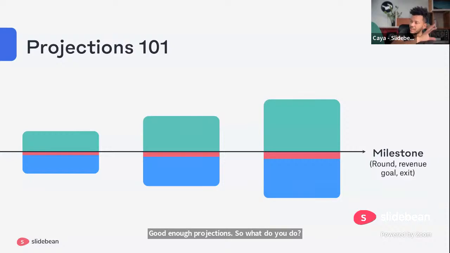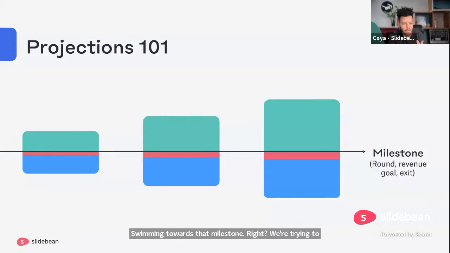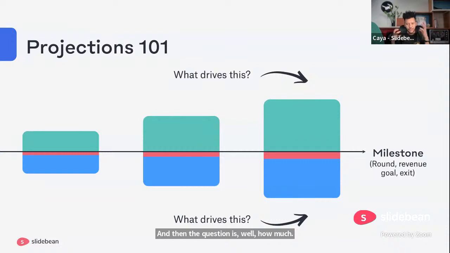Okay, so we've established that whenever we raise money, we're swimming towards that milestone, right? We're trying to get to that round milestone, that revenue milestone. And then the question is, well, how much revenue do we have and how many expenses do we have? But the real question is, what's driving that revenue? What are we doing that's going to scale that revenue up, and what are we doing that's going to scale those expenses? What's the driver of your revenue? What are the drivers of your costs?